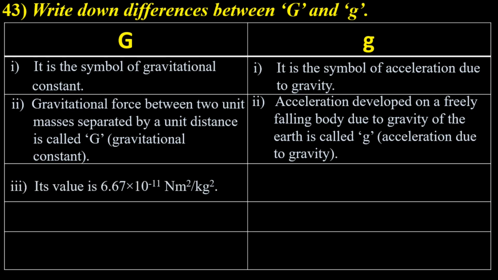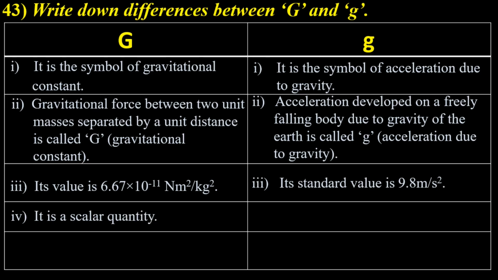Okay, let's go to third difference. Its value. Its value is 6.67 into 10 to the power minus 11 Newton meter square by kg square. But the value of g is, small g is, its standard value 9.8 meter per second square. Why we are saying standard value? Because it varies from place to place of the earth and standard value is taken as 9.8 meter per second square.